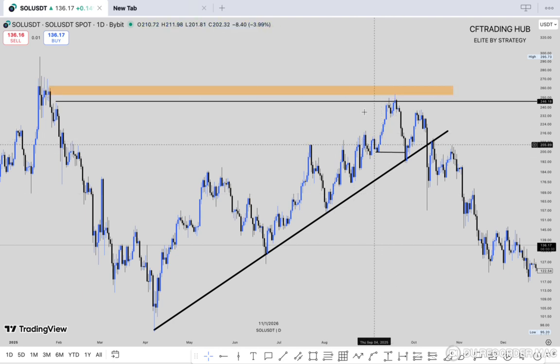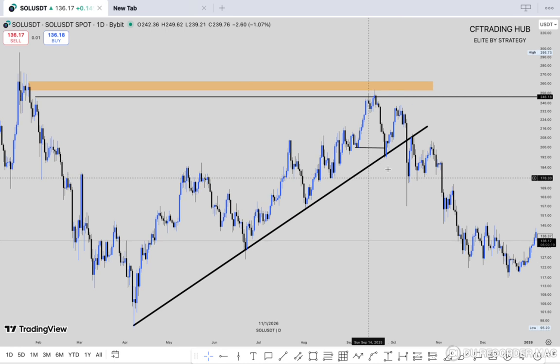After clearing that liquidity and tagging into this particular order block over here, showing a liquidity sweep and an order block, a supply block actually tagged into. What happened? Instantly we got a structure shift, and after the structure shift, you see a retracement going for the next order block formed over here.